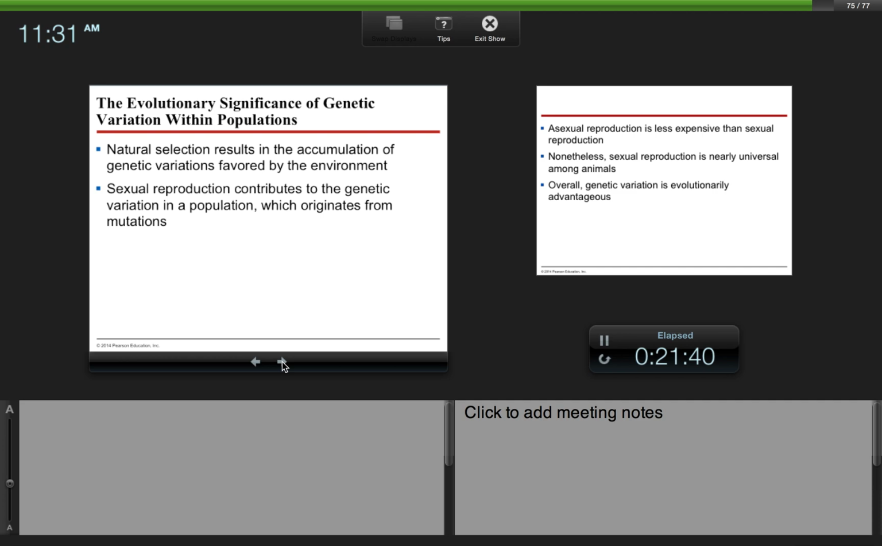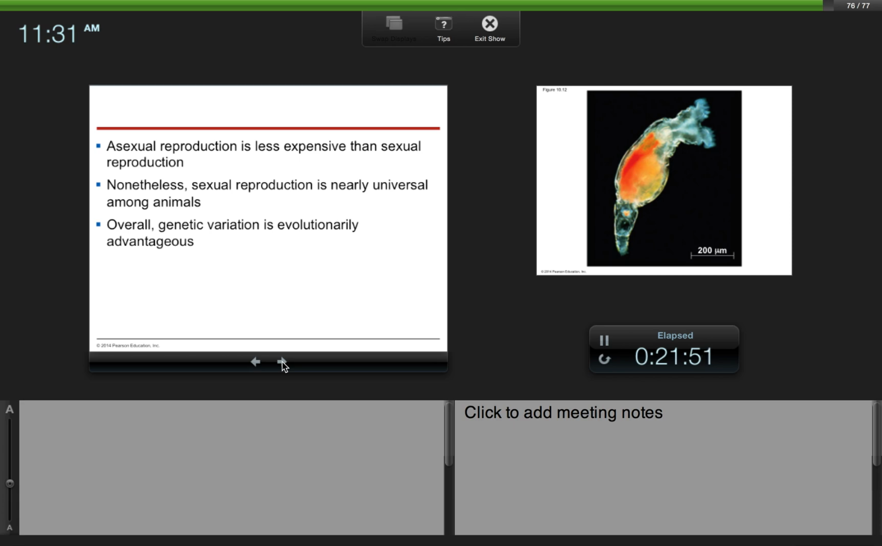Natural selection results in the accumulation of genetic variations favored by the environment. Sexual reproduction contributes to the genetic variation in a population, which originates from mutations. Asexual reproduction is less expensive than sexual reproduction. So in asexual reproduction, you don't have to go out and actively seek a mate. So that's one advantage. In a relatively stable and unchanging environment, asexual reproduction would actually be beneficial.